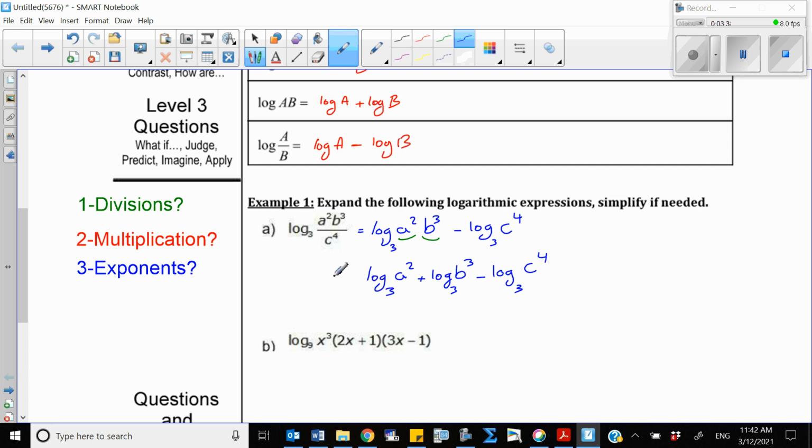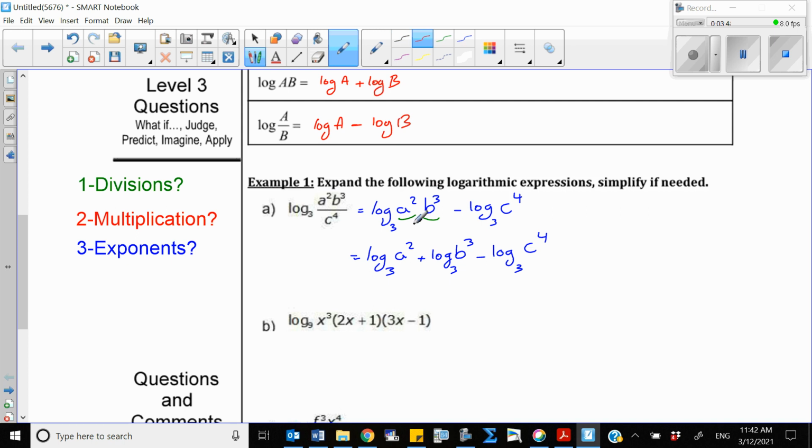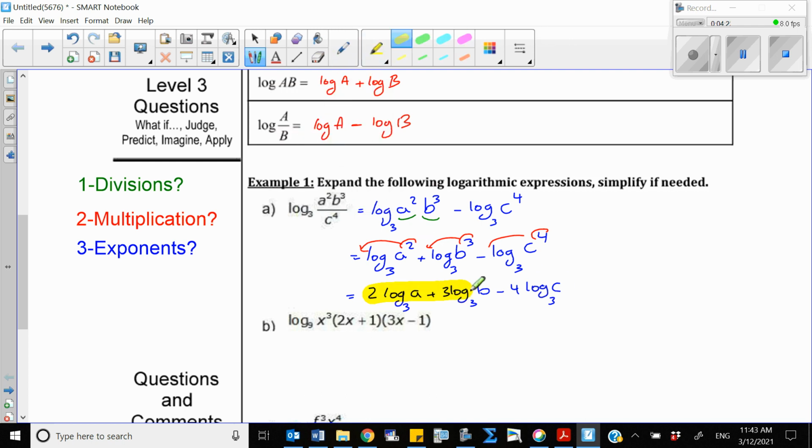Now look at the terms that I have here. They are all log of power, like this one. So I can move the power to the front. So any term that I have here with the power, I'm going to move the power to the front of the log. Like this one can be moved here. This one can be moved here. So I can rewrite this as 2 times log base 3 of a plus 3 log base 3 of b minus 4 log base 3 of c. And I cannot simplify this anymore, so this is my answer. This is my final answer.